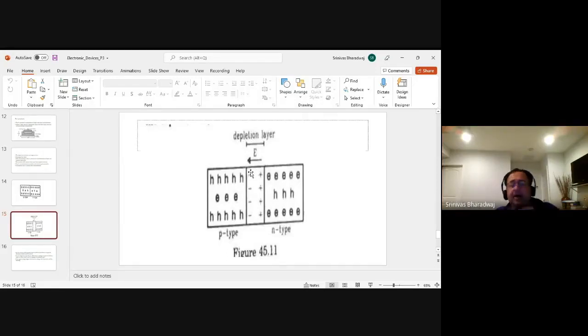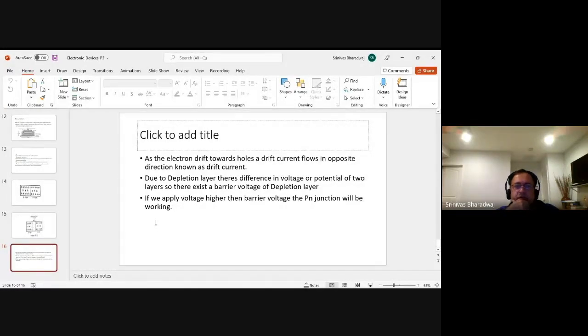Now, when you apply a voltage, you have to overcome this electric field. Due to the depletion layer, there's a difference in voltage or potential of the two layers, so there exists a barrier voltage. Up to this barrier voltage, nothing will happen, whether you connect the positive to the positive or the positive to the negative. If you don't overcome this depletion voltage, it will block everything.